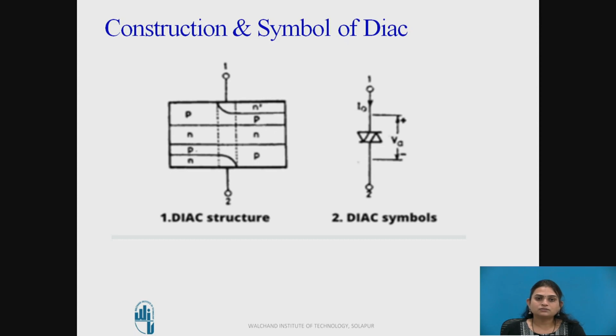This is the structure and symbol of the DIAC. In the structure we can see the two PN structures. Two diodes are connected in antiparallel, so at one time one PN structure is conducting. This is the symbol of the DIAC, in which two diodes are connected in antiparallel.